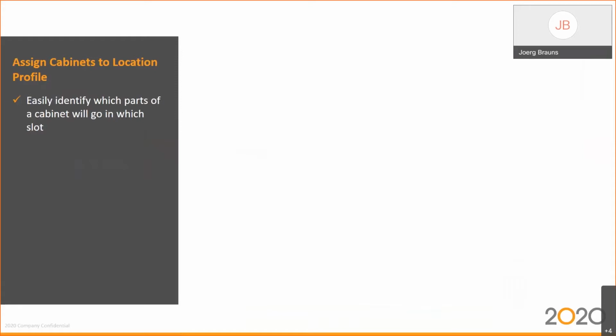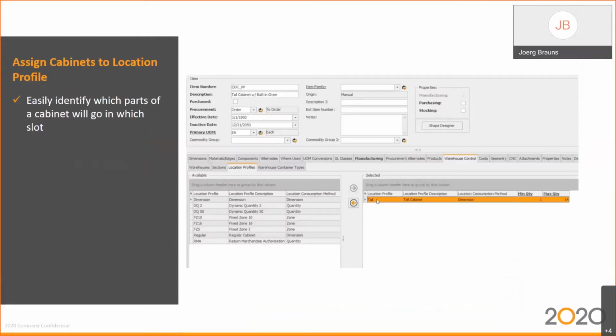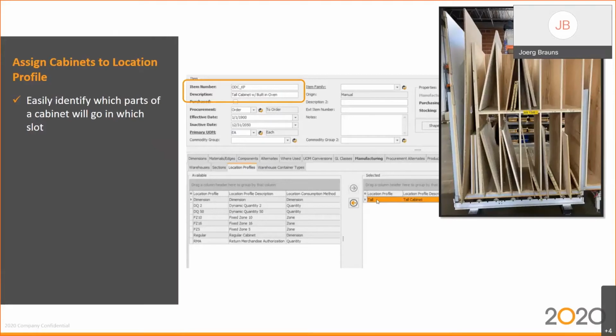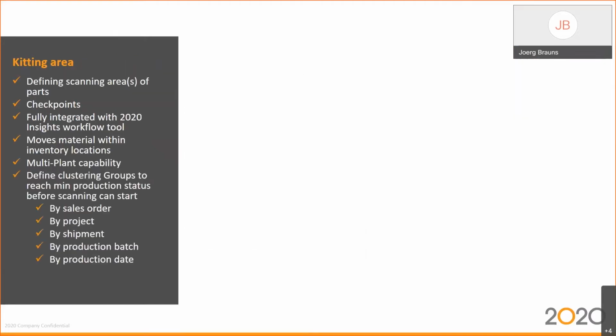Now, when we look at these locations which we have defined, then obviously we need to build the link between the items, the parts, and the locations. As you can see here, if I pick a certain item, I define basically that this is a tall cabinet, and those components need to go in that particular slot when I scan it later on.